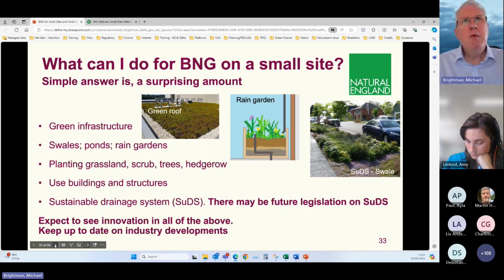Now note here that before we entered the pre-election period, we had been expecting legislation on sustainable drainage systems.